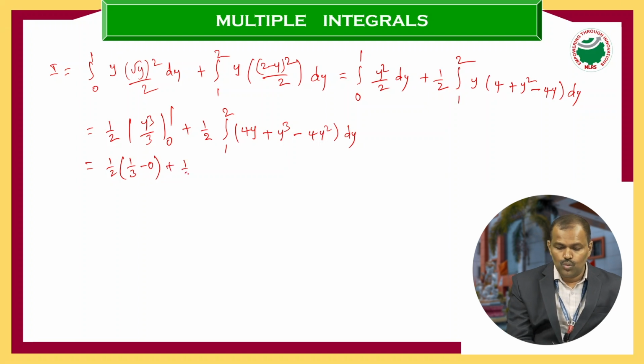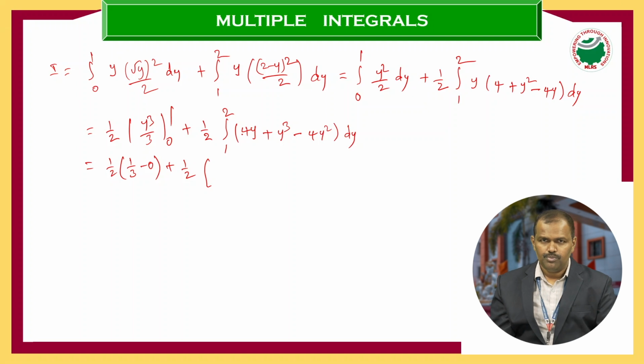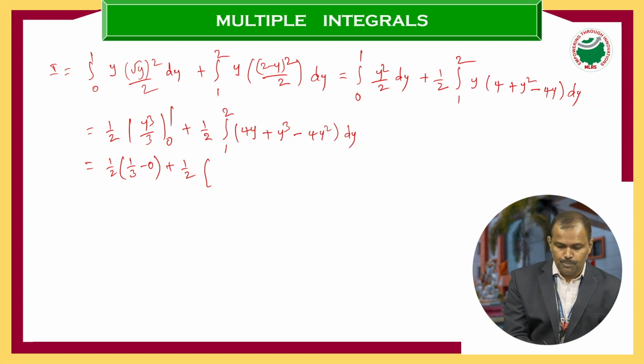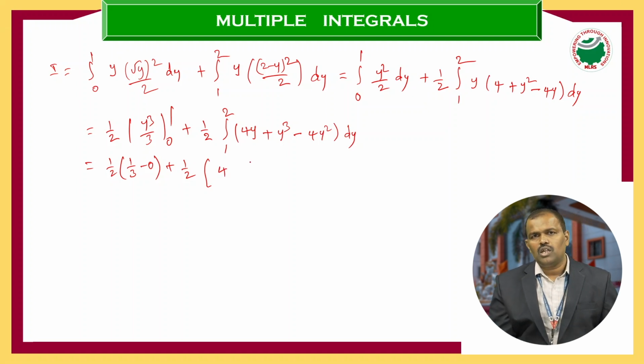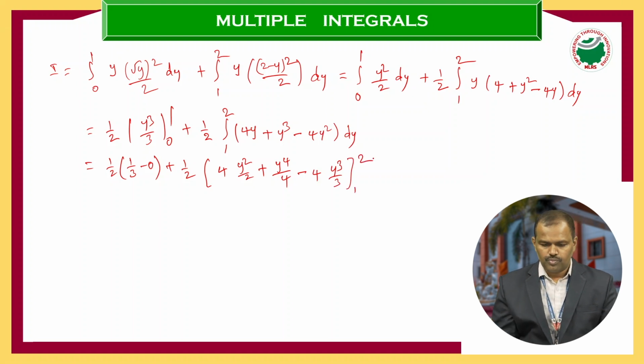Plus 1 by 2 into, now we can apply the integration formula, y power n. We know that integral of y power n is y power n plus 1 by n plus 1. So that is 4 into integral of y dy. What is integral of y dy? Integral of y dy is y square by 2. Plus integral of y cube is y power 4 by 4. Minus 4 into integral of y square is y cube by 3, within the limits 1 to 2.